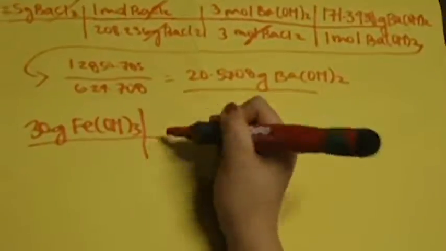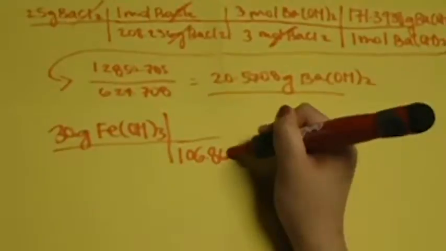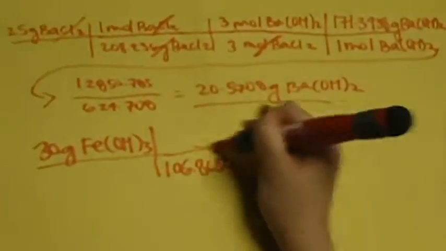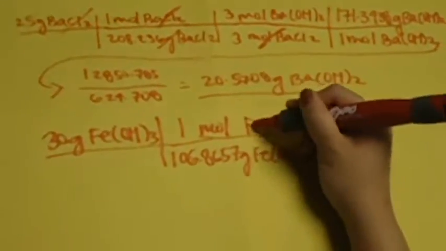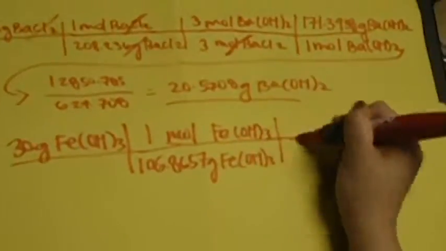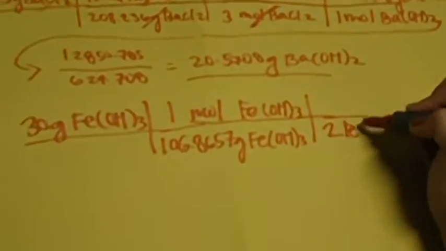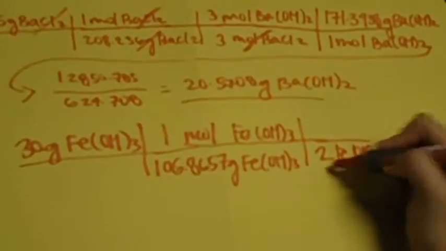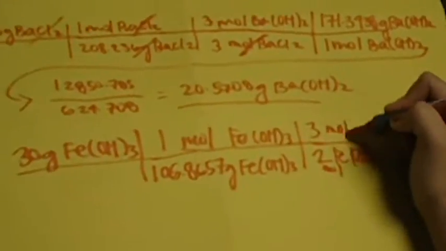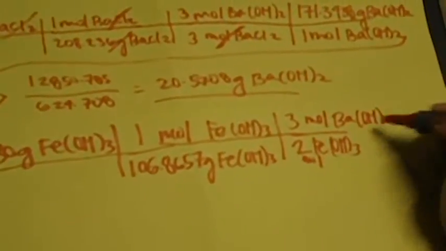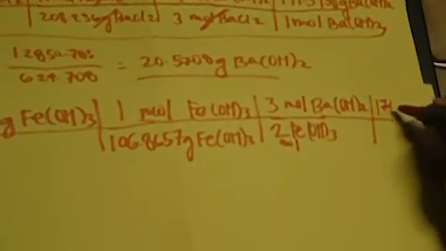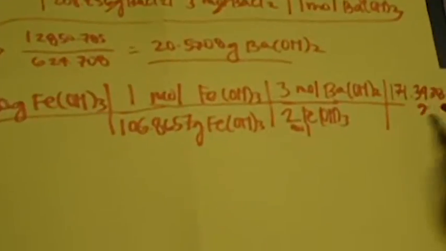Now we'll do the same calculation but for the iron hydroxide. Follow the same conversion factors: grams of FeOH to moles of FeOH, and using our balanced equation, to find our molar ratios. Then it's exactly the same ending.